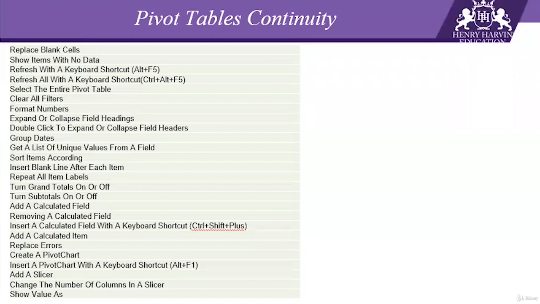And there are two amazing shortcuts over there. Alt F5 refreshes with the keyboard shortcut, and Ctrl Alt F5 refreshes everything in the workbook if you have multiple pivot tables. So all pivot tables you can refresh by pressing Ctrl Alt F5. That will be covered today in the session. So they are all highlights.